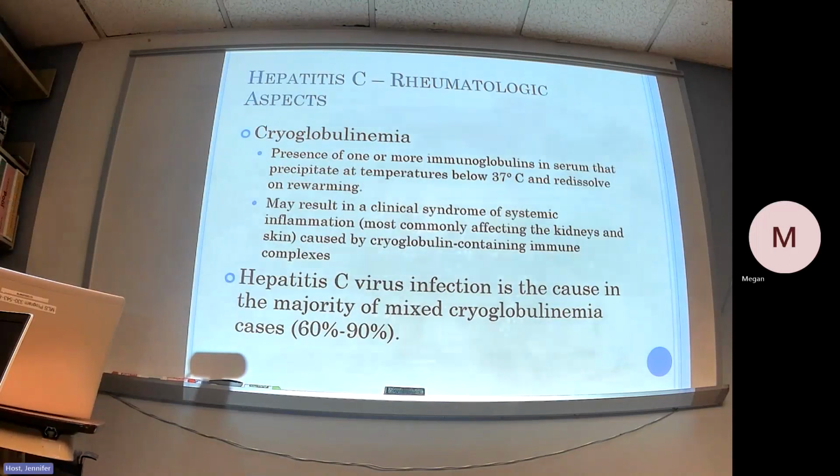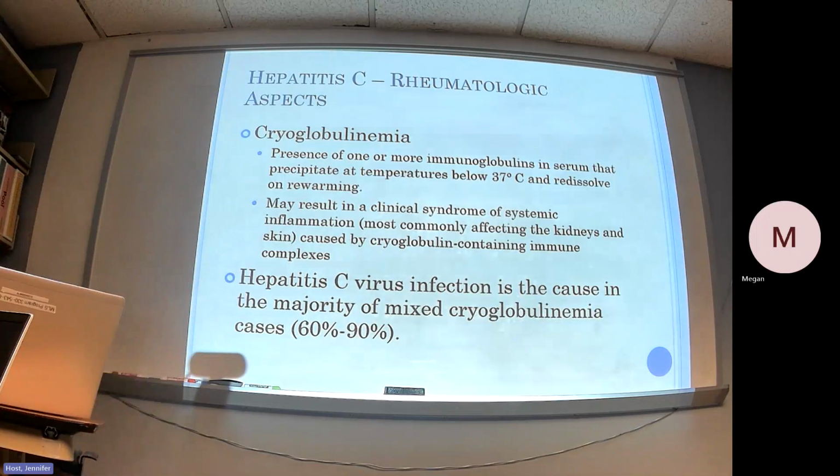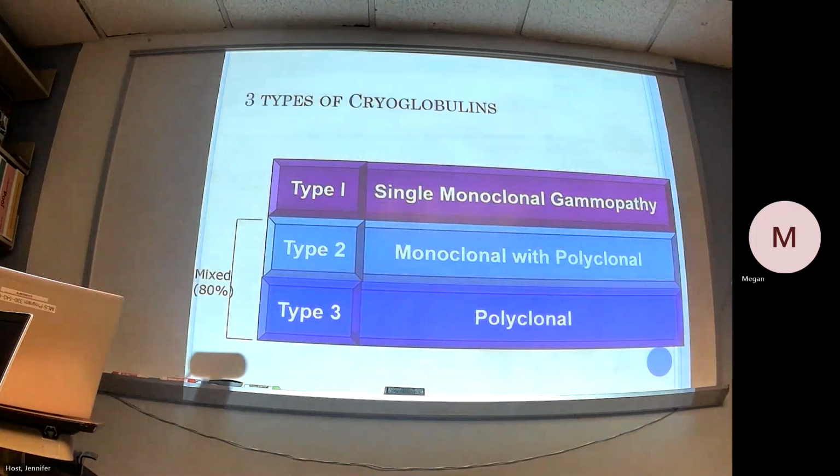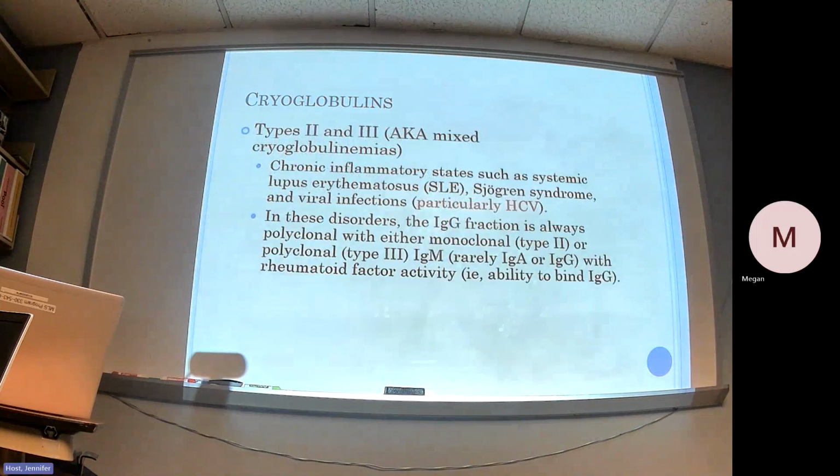This probably is not that important, but if you have hepatitis C for a long time, you can actually develop antibodies that are kind of cryoglobulins, or immunoglobulins that precipitate at low temperatures. And hepatitis C is a real big cause of mixed cryoglobulinemia. That's renal failure, problems with joints and skin, things like that. So not as much of a thing.